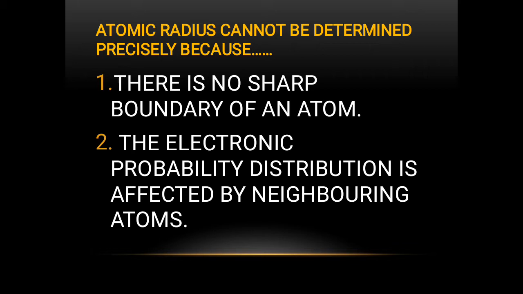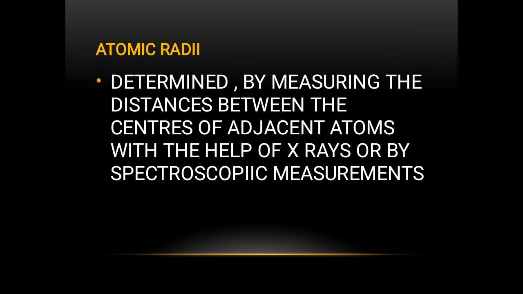But we have done it. And how are we going to measure it? Atomic radii are determined by measuring the distances between the centers of adjacent atoms with the help of X-rays or by spectroscopic measurements. How are we going to achieve it? We cannot find the exact radius of a single atom, but we can find the exact distance or radius of an atom when it is bonded.